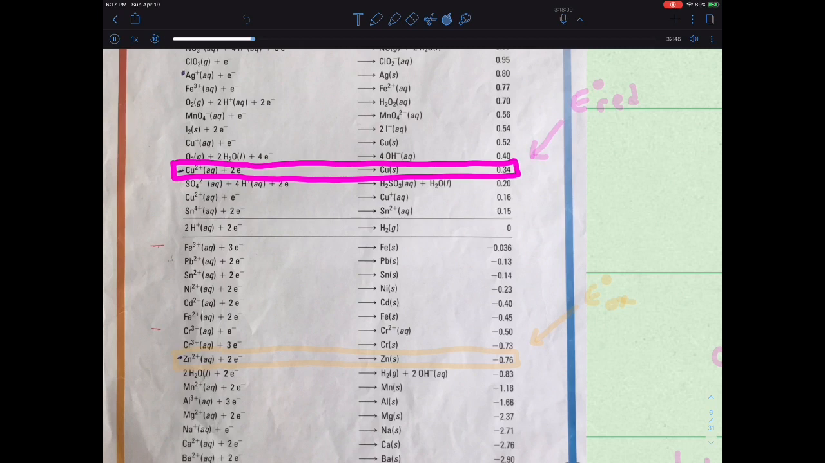And if we go down to our table at the bottom, we see the zinc. Now notice the zinc is written in the opposite notation. Here is our potential for reduction, while here is our potential for oxidation.